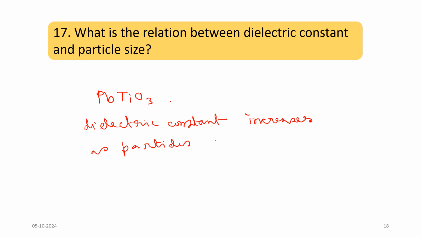Okay. Next, what is the critical size of BaPbTi compounds? Barium, lead, and titanium compounds to keep the ferroelectric property.